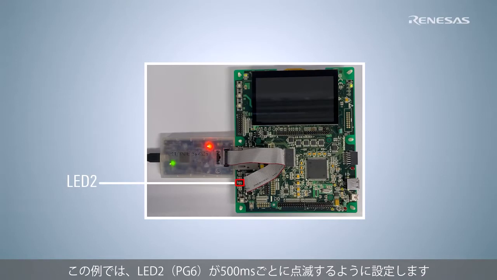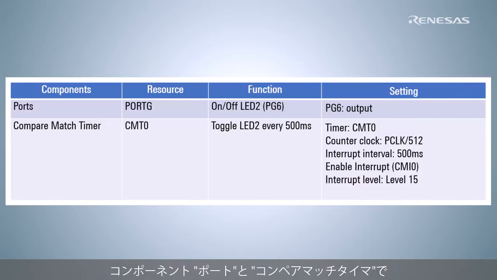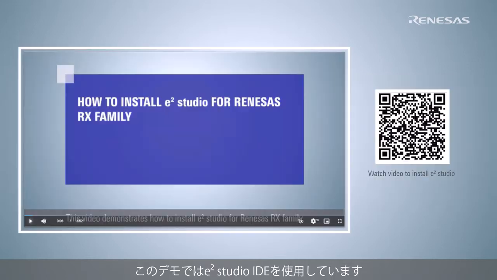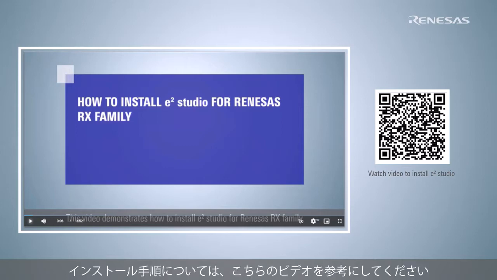In this example, LED 2 will be configured to blink every 500 milliseconds. The components Ports and Compare Match Timer will be configured as shown to blink LED 2. The e² studio IDE is used for this demonstration. You can refer to this video for installation steps.